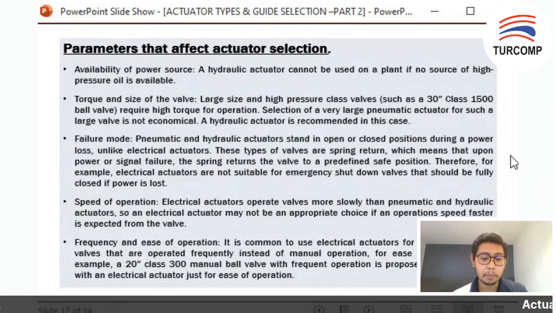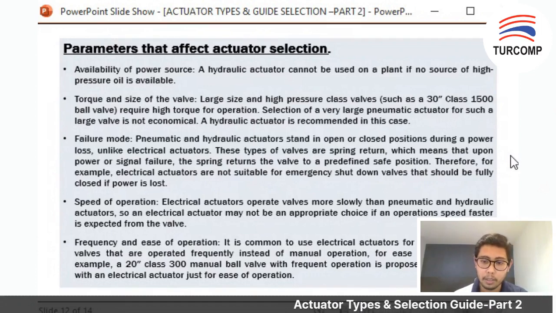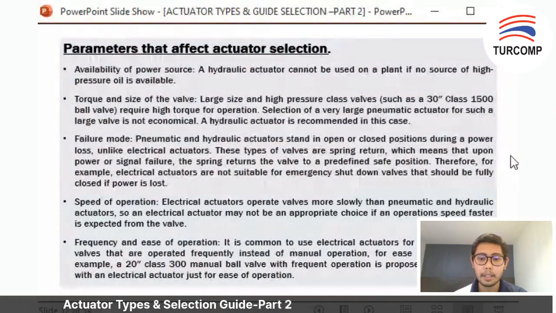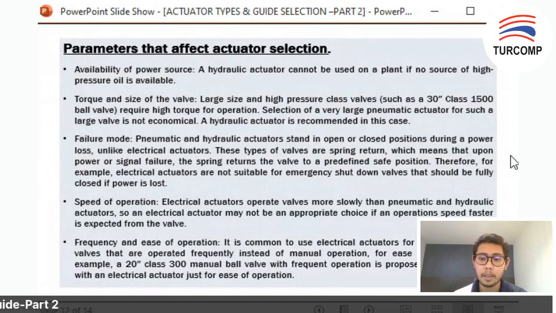Number four, speed of operation. Electrical actuators operate valves more slowly than pneumatic or hydraulic actuators. So an electrical actuator may not be an appropriate choice if a faster operation speed is expected for the valve.